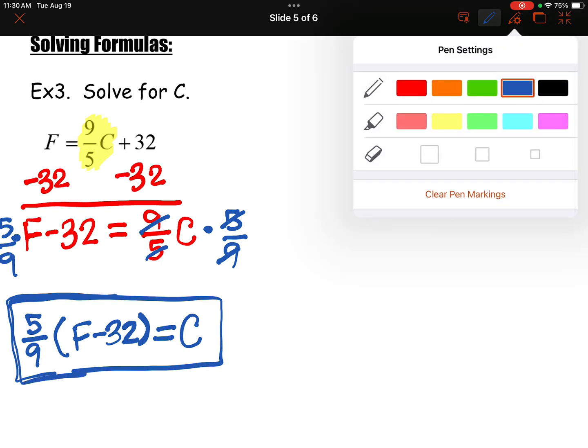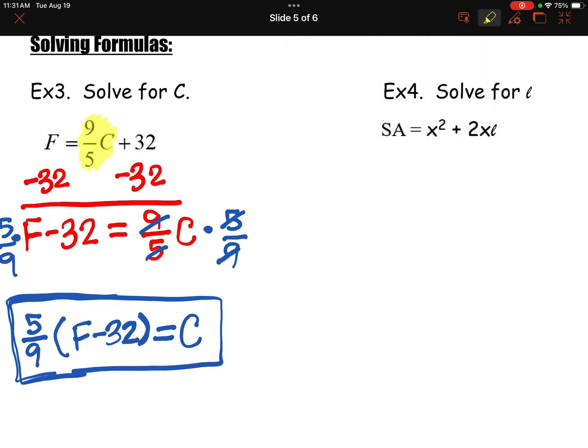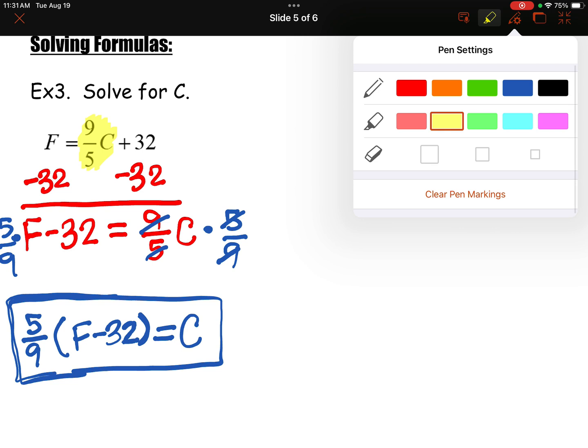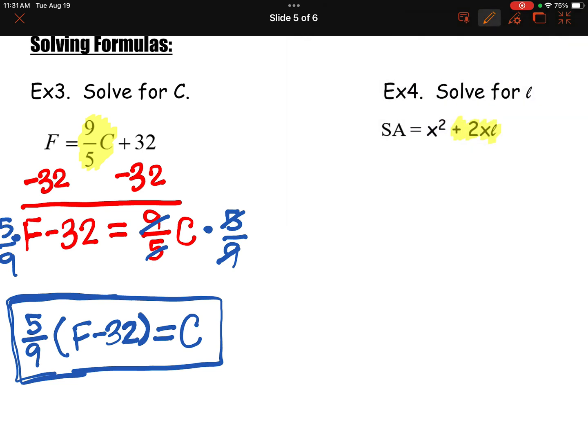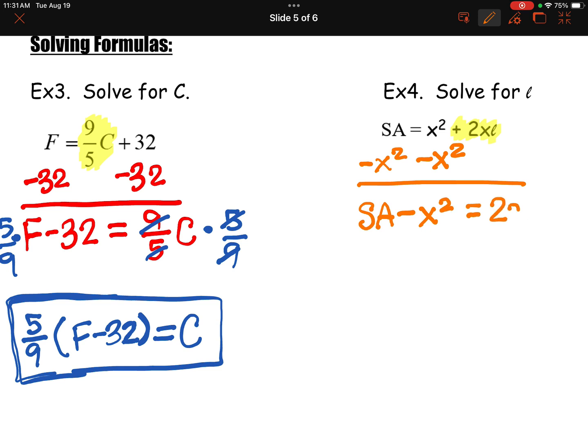All right, now I want to solve for L. So I'm going to go ahead and highlight the term that has the L in it. I need to first get rid of that x squared. So I'm going to subtract it on both sides. So now I have SA minus x squared equals 2XL.